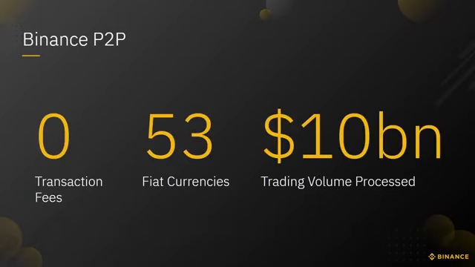Okay, so what's the advantage of this? Transaction fee is 0 when you are buying from the Binance P2P. How many fiat currencies can you use in buying coins on Binance P2P? Over 53. What's the trading volume processed so far? $10 billion has been transacted so far on the Binance P2P platform, so it's actually trusted.